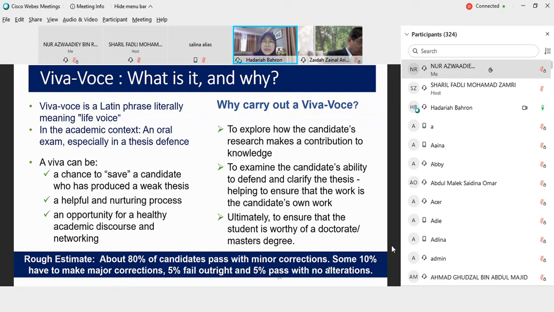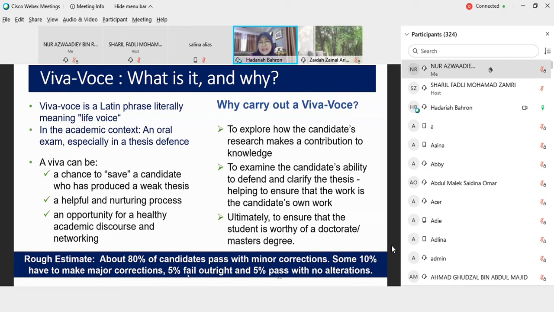As a rough estimate, this is my own estimate, about 80% of candidates pass with minor correction. So don't worry, those who are going to go through your Viva, don't worry. If you put in all the effort, 80% you're going to pass with minor correction. Some 10% have to make major correction. 5%, very small amount, fail outright.